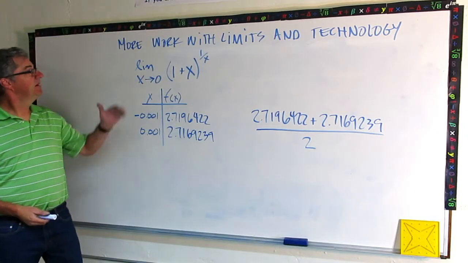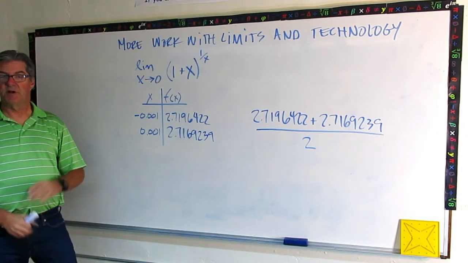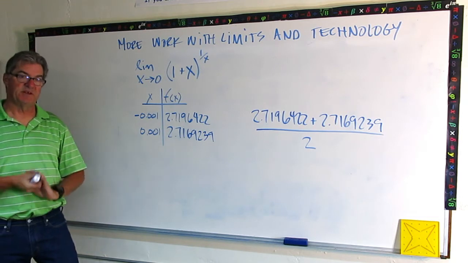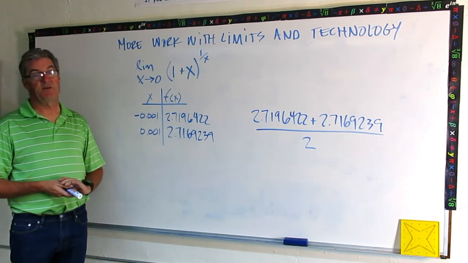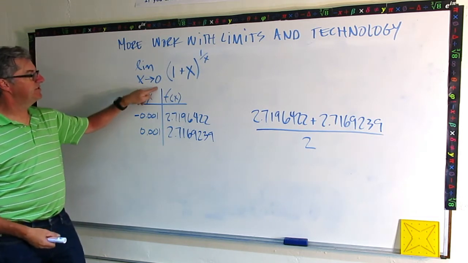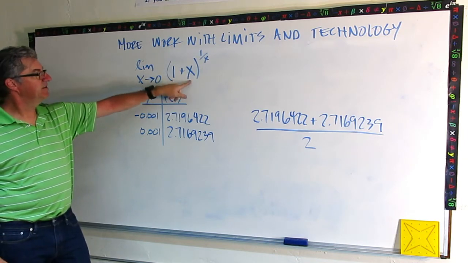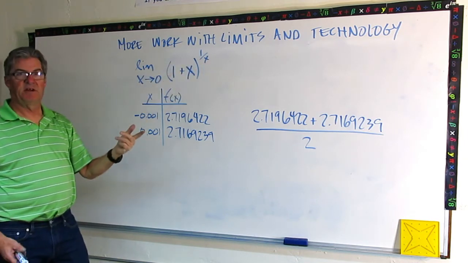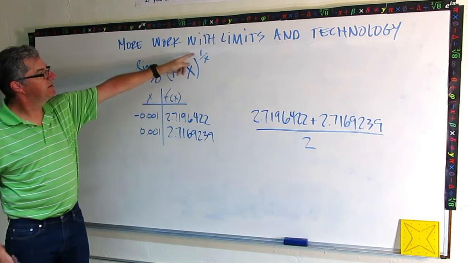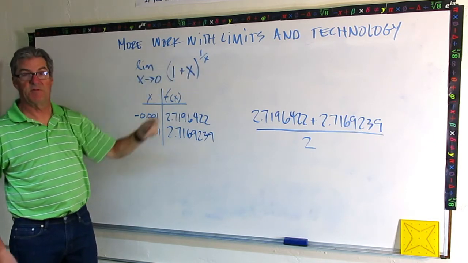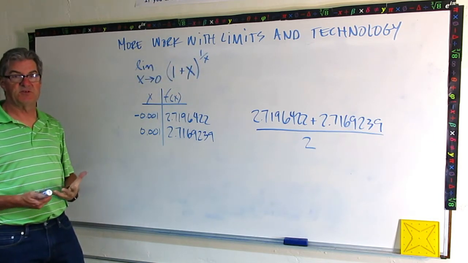Okay, today's topic, more work with limits and technology. But I'm going to start this one on the whiteboard and then we'll jump into Desmos. So let's take a look at a new function. The limit as x approaches 0 of (1 plus x) to the power 1 over x. And we know we can't do direct substitution because this exponent will be undefined. So we can't do direct substitution.